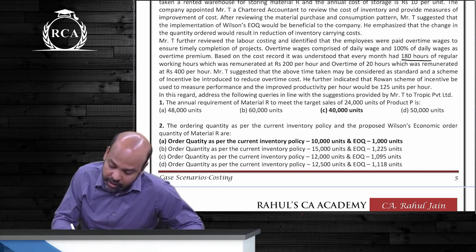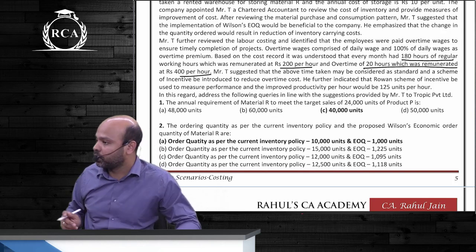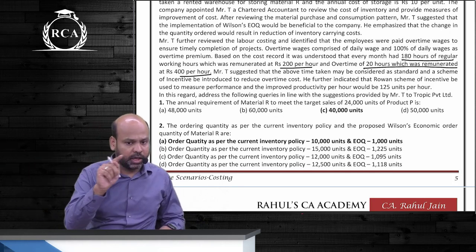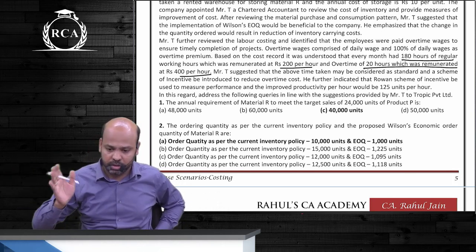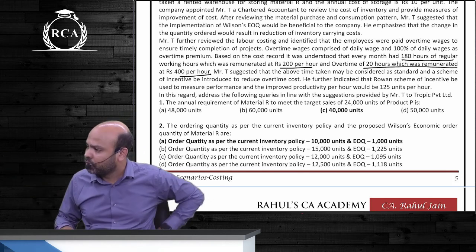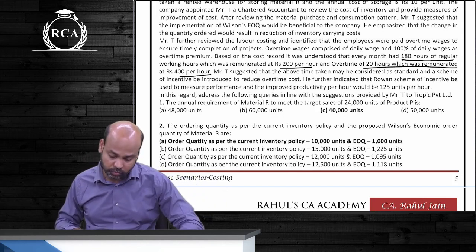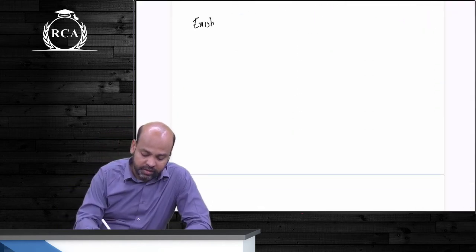Every month we had 180 hours of regular working hours which were remunerated at 200 per hour, and overtime hours beta were paid at 400 rupees per hour. What are your existing wages per month? 180 hours into 200 rupees, 20 hours into 400 rupees. Can you write that in your notes also? Existing wages बोल के लिख लो पहले. 180 hours into, what are your existing wages, guys?